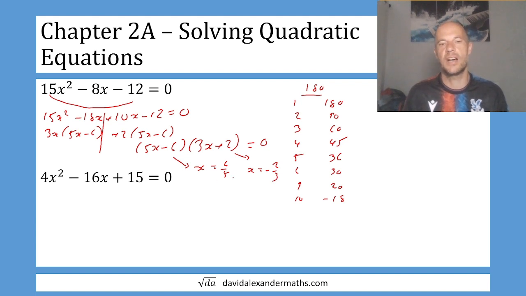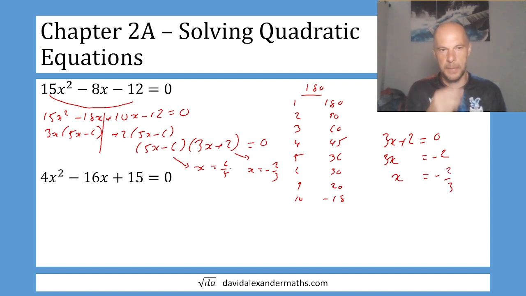These ones can be harder to work out, so just remember that if we're multiplying these two things together and getting 0, one of the things must be 0. So if it was the 3x plus 2 that equals 0, that means 3x is negative 2, so x is negative 2 over 3. And again, you can do that with the other bracket if you want.